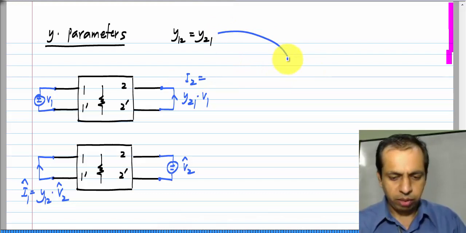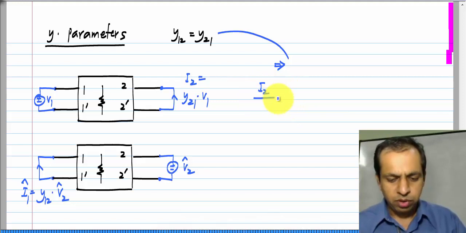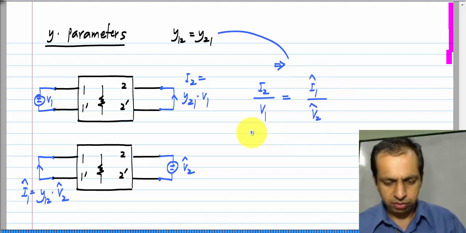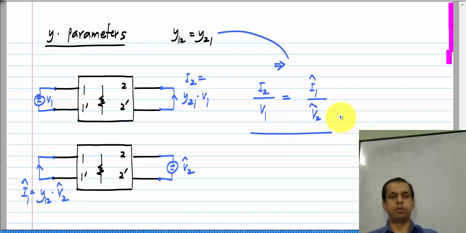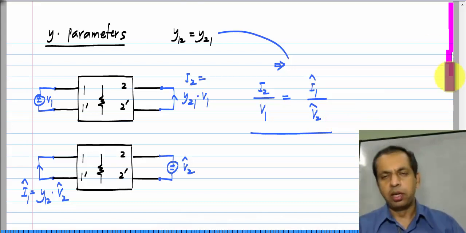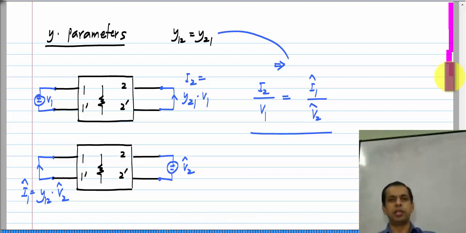So, what it implies is that the short circuit current in port 2, the ratio of that to the voltage applied at port 1, this is y21, will be equal to I1 hat divided by V2 hat. The reason I am pointing this out is different two-port parameters have different implications in terms of exactly what you are measuring, and also in different circumstances you will have ratios of voltages or currents or voltages across open circuits and currents through short circuits and so on. So, you should be able to use reciprocity for all those situations.